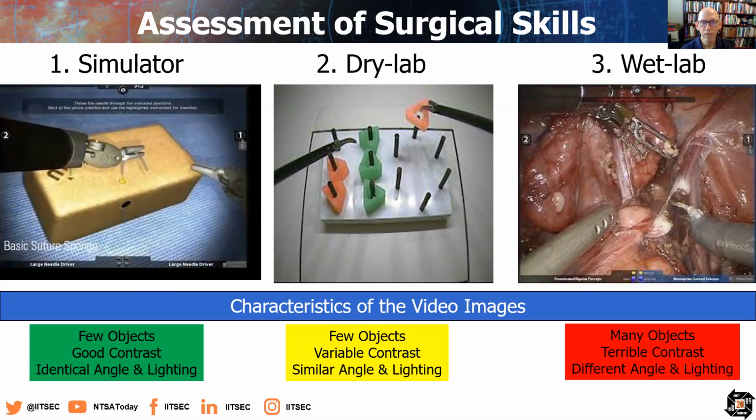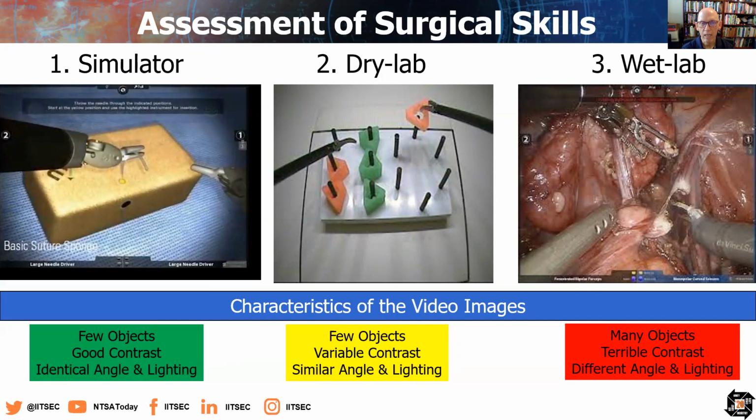If you look at the videos that we collect of all these different assessments, you'll notice characteristics about them that imply how well they could be assessed by machine learning. So if you look at the simulator, you'll see that there are very few objects in the scene. Each object has very good contrast to the ones around it. And when you launch a simulator exercise, it always starts from the exact same angle with the same lighting.